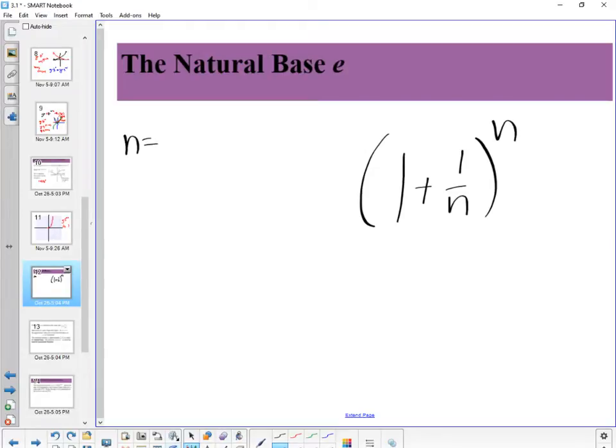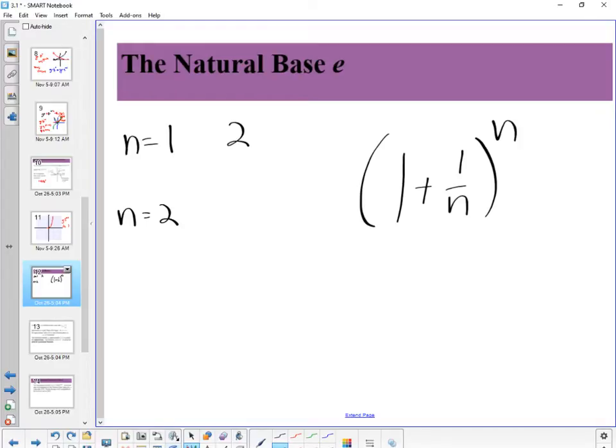Can you guys calculate that if n is 1? Find that for me real quick. We're just going to explore this because we can. What are we going to get? We're going to get 2, correct? What if n was 2? So it'd be 1 plus 1 half, so it's 3 halves.